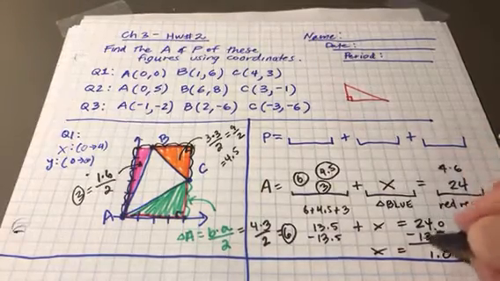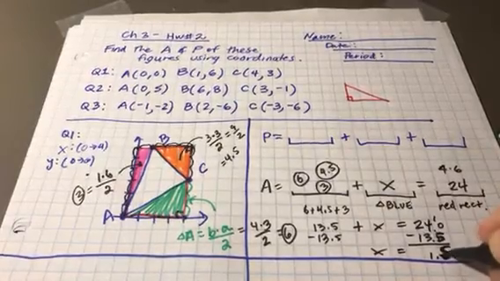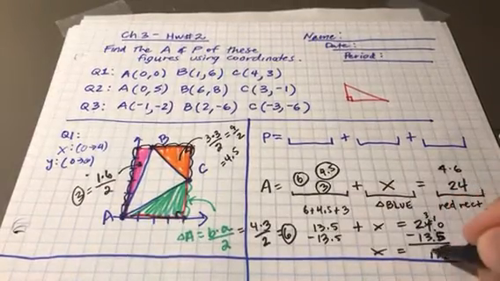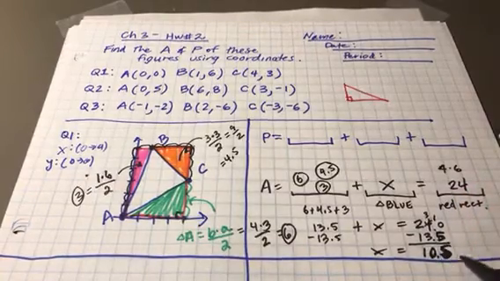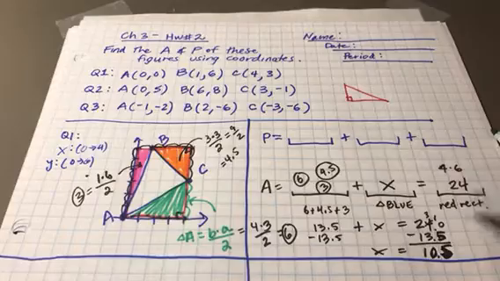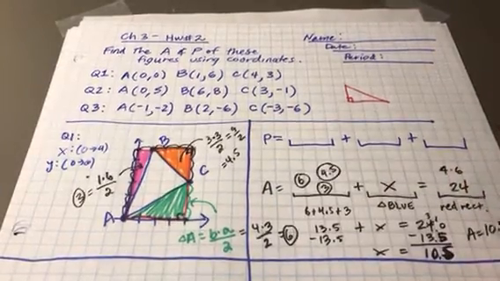Oops, I made a little mistake. 13 halves, so that would be a 5. Oops, sorry about that. And that would be a 3. So I end up getting 10.5. So my answer here is the area of the blue triangle is 10.5.